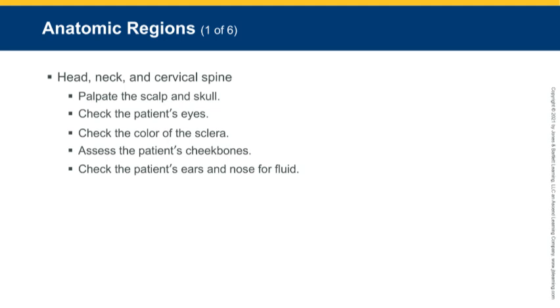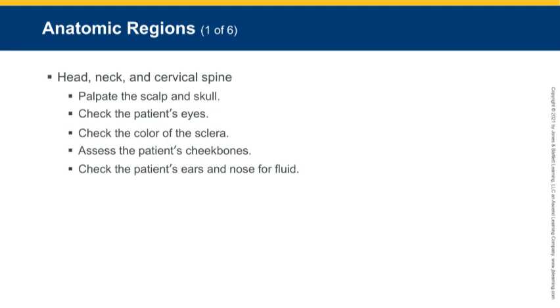Next, examine the patient's eyes. Check for pupil size, equality, and reactivity to light. Also, look at the sclera. A yellow tint could suggest liver disease, while bloodshot eyes might indicate trauma or substance use. Check the ears and nose for fluid leakage. Clear or pink-tinged fluid may indicate cerebrospinal fluid (CSF) leakage, a possible sign of a skull fracture.